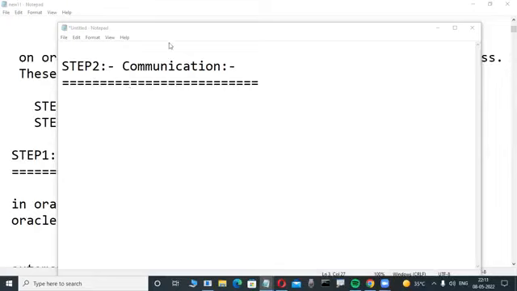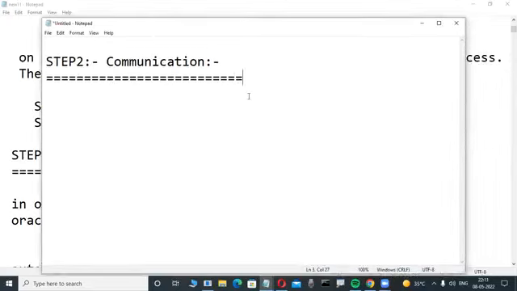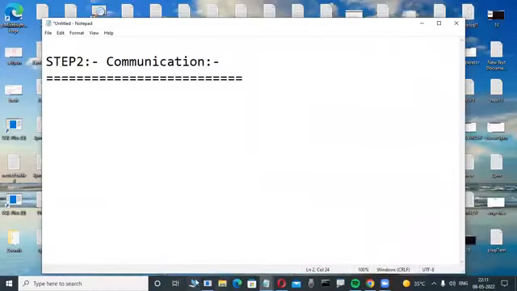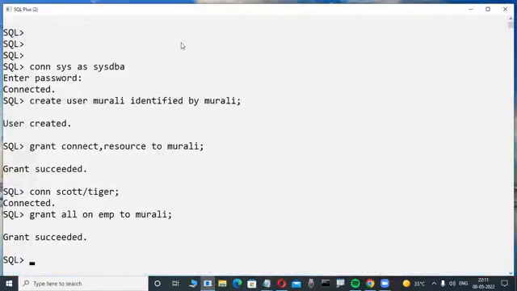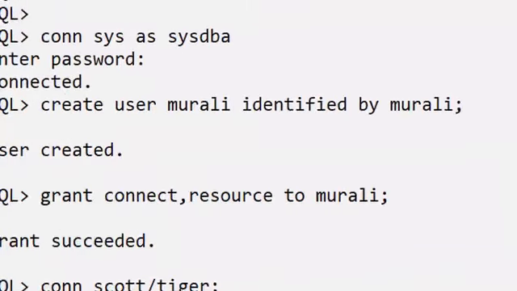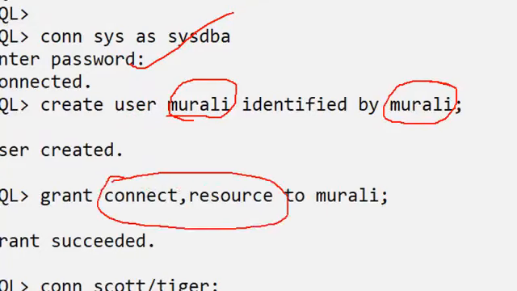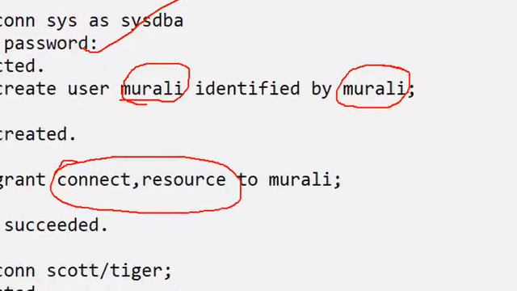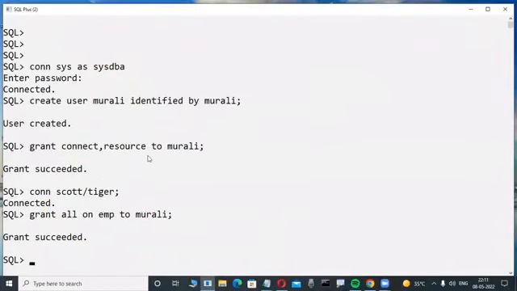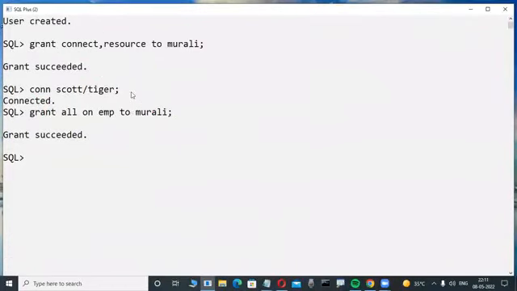Now step 2, communication. Now check it out, slowly observe here. In our previous class, in the 9 to 10 batch, I created my own user: connect to the sys user, and create a user Murli identified by a password that we give. Then connect to that user and give permissions. This type of thing we are learning in another chapter. Don't worry about that. Yes, this is all communication.